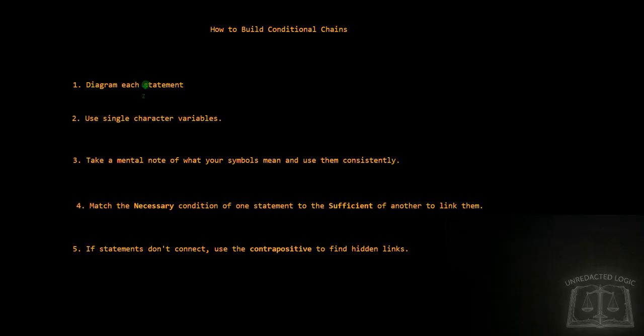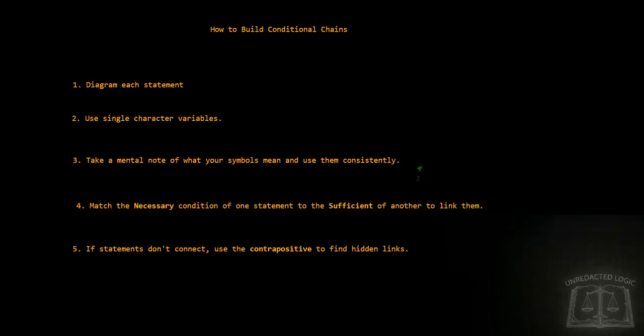1, diagram each statement. 2, use single character variables, not full sentences, not acronyms, just single letters. 3, take a mental note of what your symbols mean and use them consistently. So you need to make sure that if you write the same letter twice, it represents the exact same thing. The meaning of your letters can't shift as you work through the question.